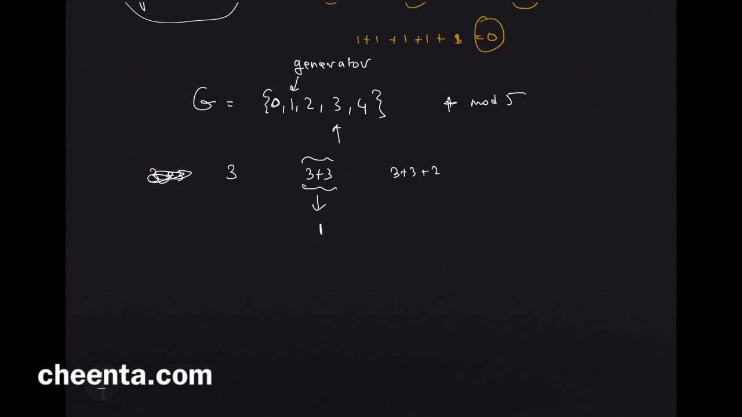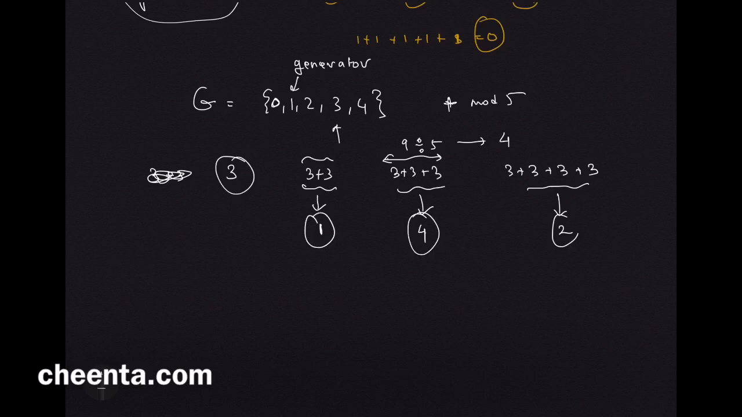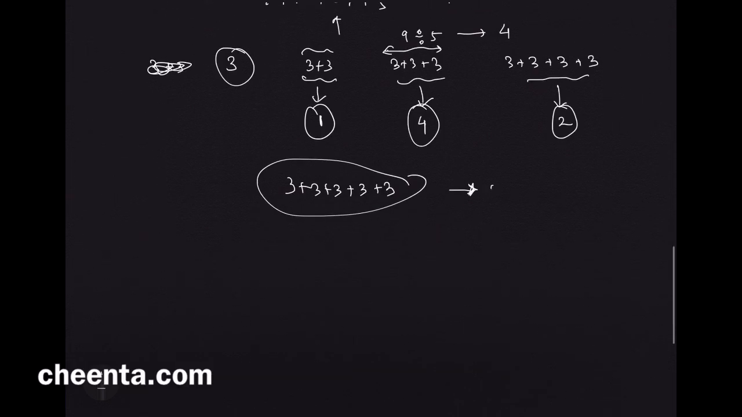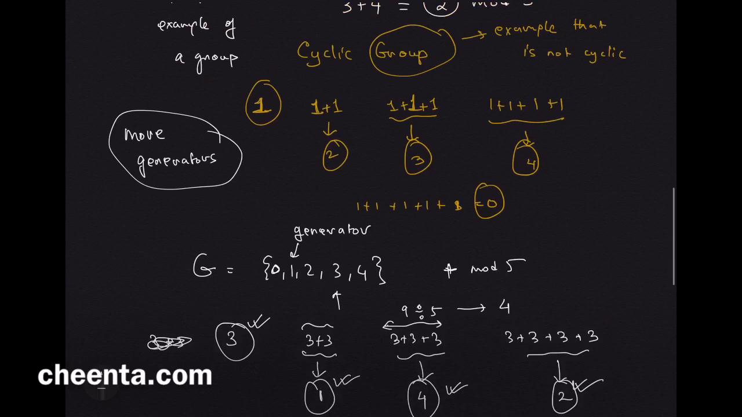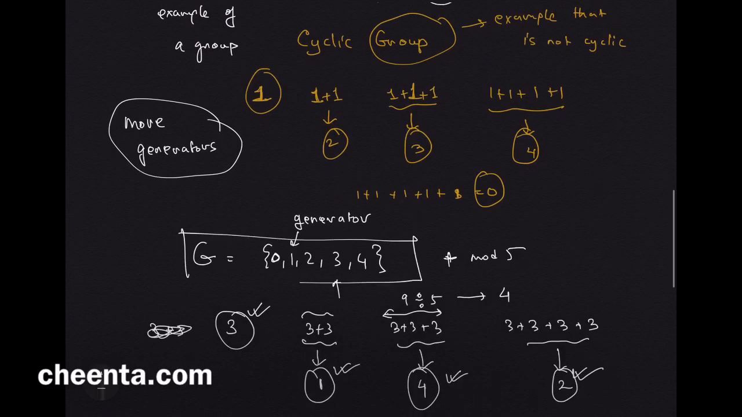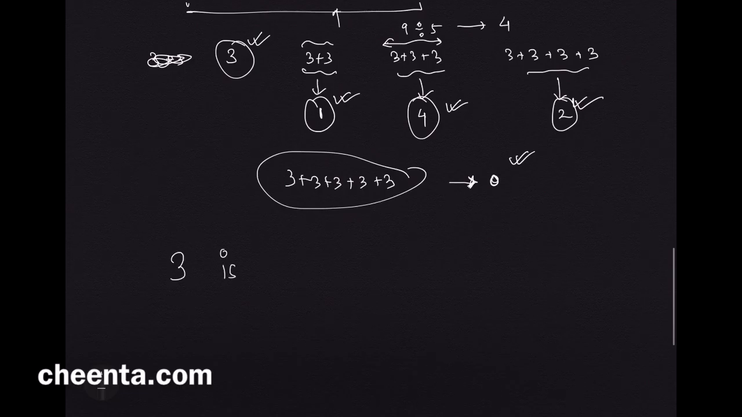What is 3 plus 3 plus 3? Well, that's 4. Why? Because if you add three 3s, you will get 9. Divide that by 5 to check the remainder. That's 4, right? Then we have 3 plus 3 plus 3 plus 3. This is 2. You can check that. So you got 3, 1, 4, and 2. And then finally, if you add all 5 of them, then you have 15, which is exactly divisible by 5. So this is 0. See, you have found all the 5 members, maybe in different order, but you found all the 5 members of this set G, which means 3 is also a generator of this set.